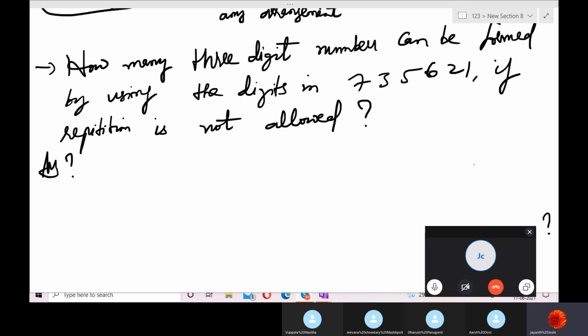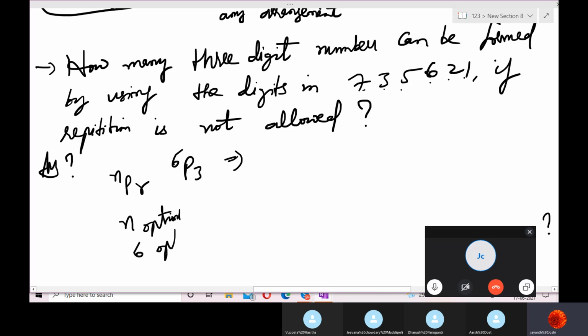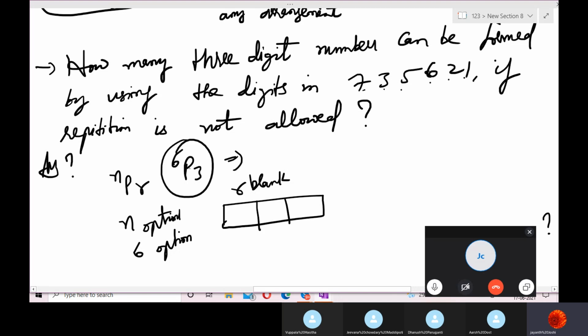Please tell me. The answer is 6P3, correct? That is nPr, yes sir. How many digits do you have? 1, 2, 3, 4, 5, 6. You have n options available, that is 6 numbers are given, and how many blank spaces? 1, 2, 3 blank spaces, that is r blank spaces. How many numbers can you make? Find out and tell me. 6P3.